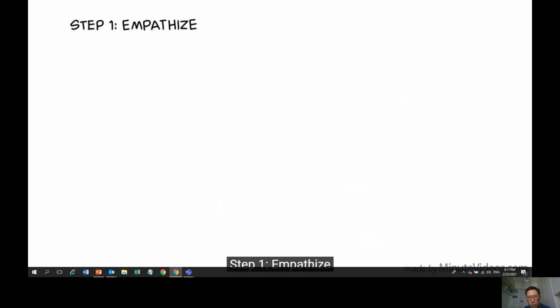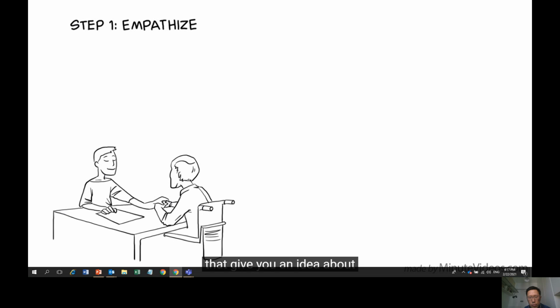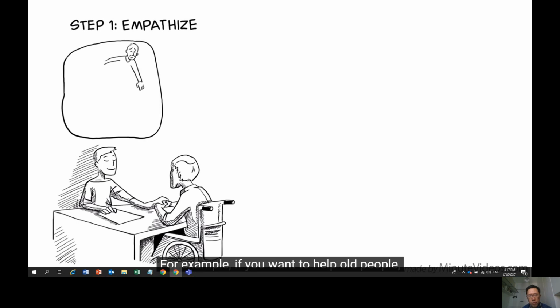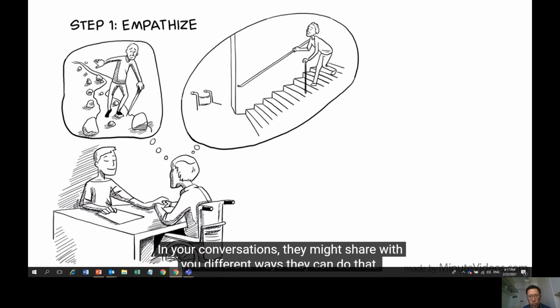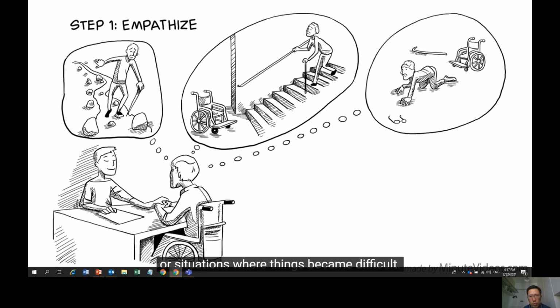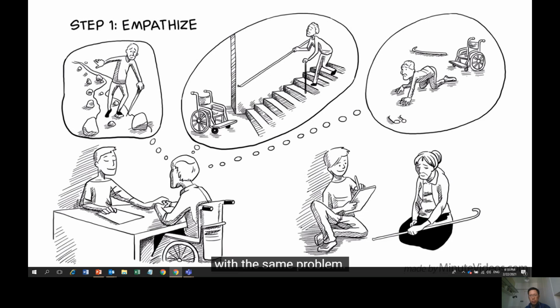Step 1. Empathize. The purpose of Step 1 is to conduct interviews that give you an idea about what people really care about. We need to empathize with their situation. For example, if you want to help old people, you might find that they want to keep the ability to walk around. In your conversations, they might share with you different ways they can do that. Later into the interview, you'll want to dig a little deeper, look for personal stories or situations where things became difficult. Ideally, you redo the process with many people with the same problem.